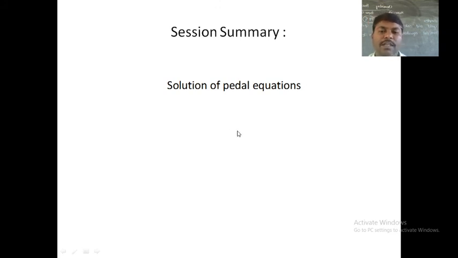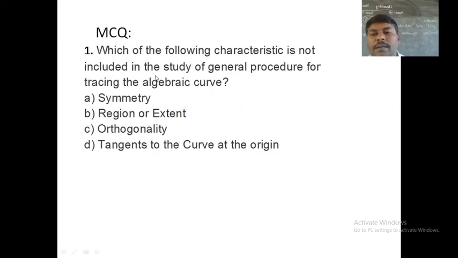So the session summary is, we got solutions of Pedal equations. MCQ. Which of the following characteristics is not included in the study of the general procedure for tracing the algebraic curve? The solution for this question is, answer is C, orthogonality.